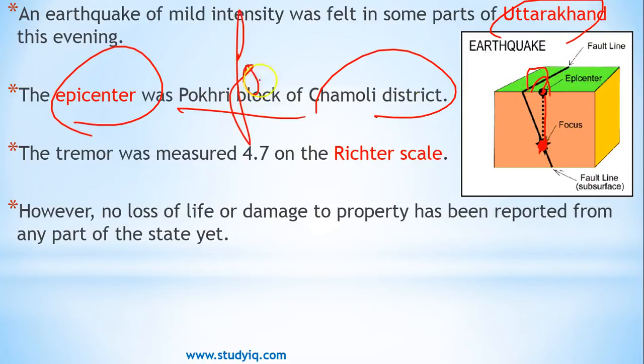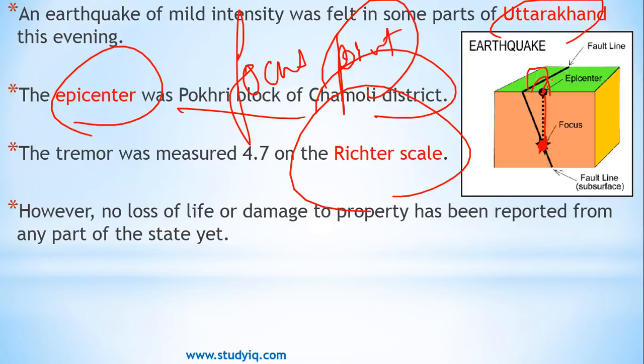So this is the basic difference between a focus point and epicenter. Please pay attention to this thing. This is very important. This may look very basic, but it is very important for you to understand. With this, you might have also heard about this scale called Richter scale, right?